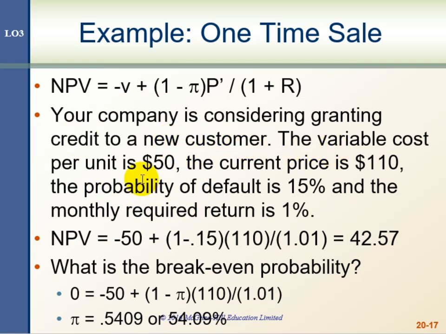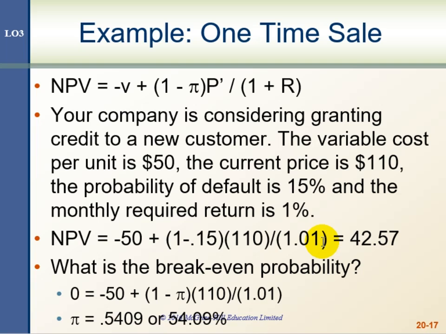So in this situation, we've got a variable cost of $50. So we have to pay $50 to build some inventory, and then they're going to pay us $110 85% of the time, 1 month from now at a 1% discount rate. So the calculation works out like this. We've got a minus 50 plus 1 minus 15%, so an 85% chance of getting $110. The expected return is 85% times 110, discounted 1 period because we have to wait a month to get our money. It works out to $42.57. So that's positive, $42.57. That means that when we add a new customer, we're better off by $42.57.